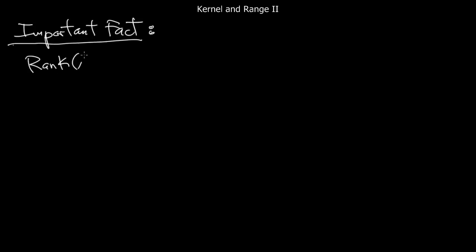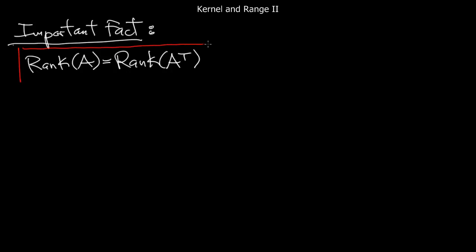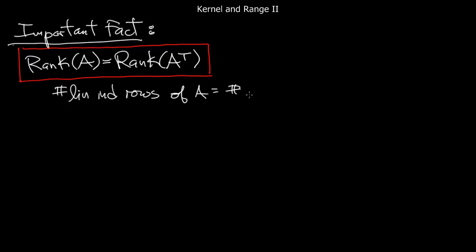Okay. Now, here's an extremely important and non-trivial fact. It's that the rank of A and the rank of A transpose are the same. So rank of A is equal to rank of A transpose. Let's think about what that means. Remember, the rank of A is the number of linearly independent rows of A. And so I'm saying that the number of linearly independent rows is the same as the number of linearly independent columns.